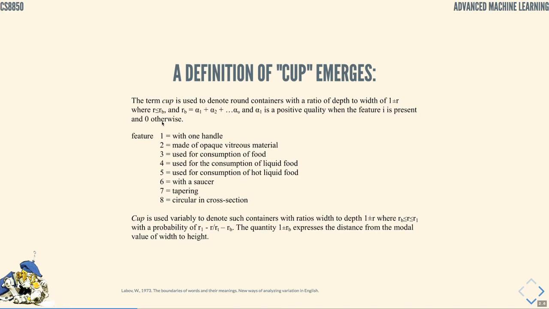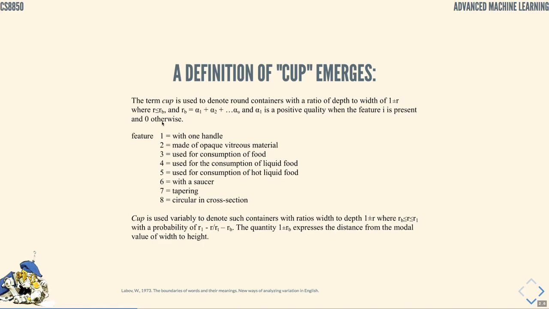So it's when it's a positive quality, and the features are: with one handle, made of opaque vitreous material, used for consumption of food, used for consumption of liquid food, used for consumption of hot liquid food, with a saucer, tapering, circular in cross section.